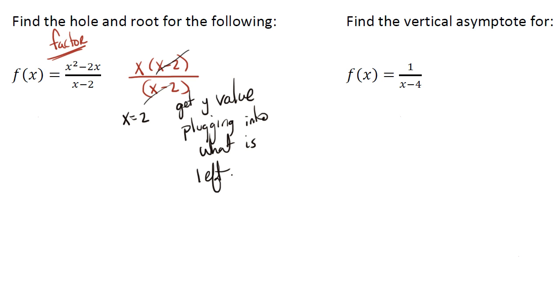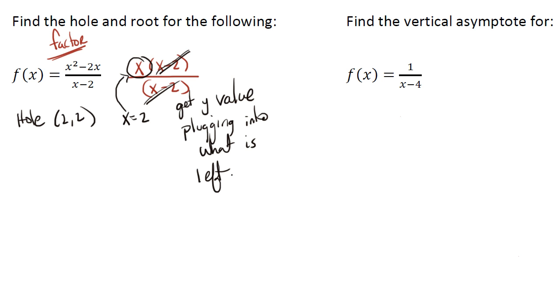And you're probably like, plugging into what? Well, up in here, I still have this x, okay? That's left. So I'm going to plug this number 2 into the spot. So the only thing is going to be 2. So the y value, the f of x value, when everything was canceled out, will equal 2. So the hole is at 2, 2.